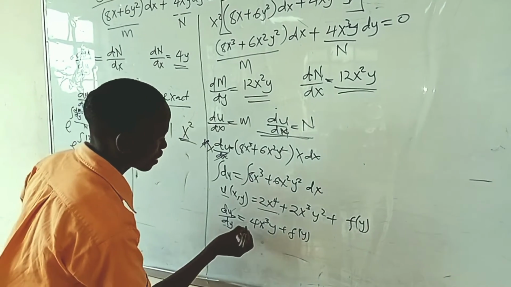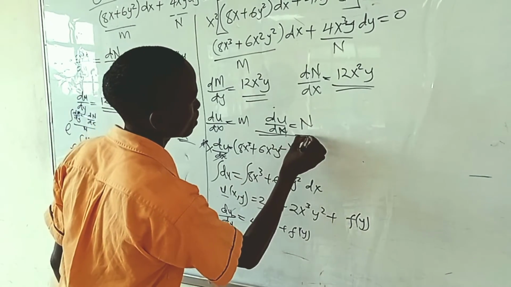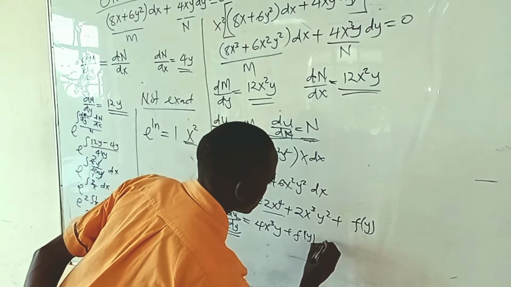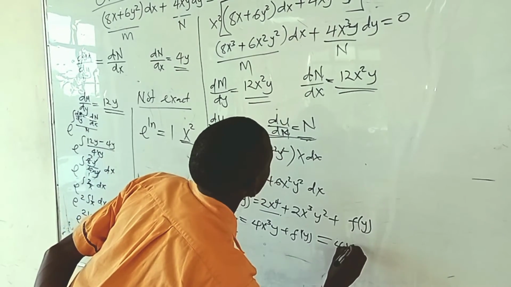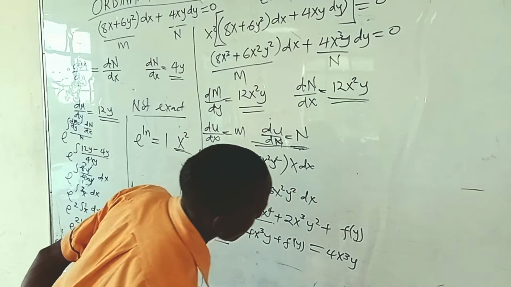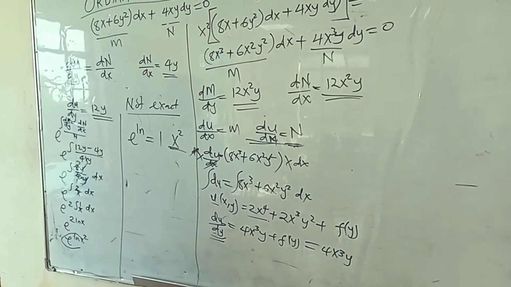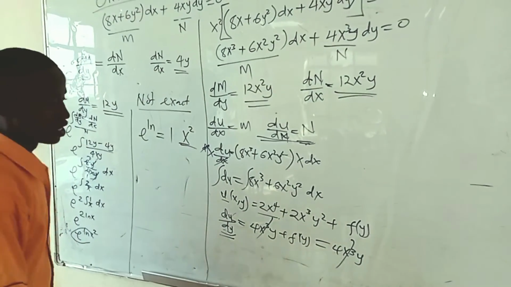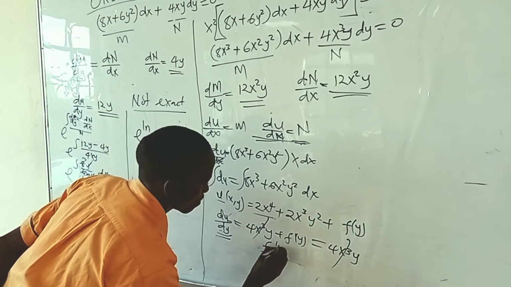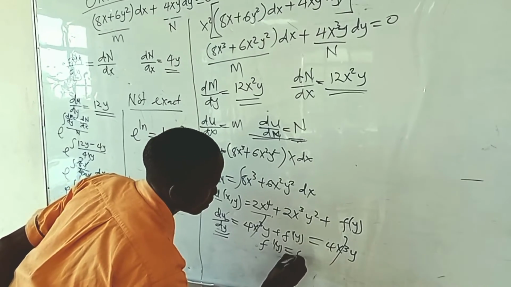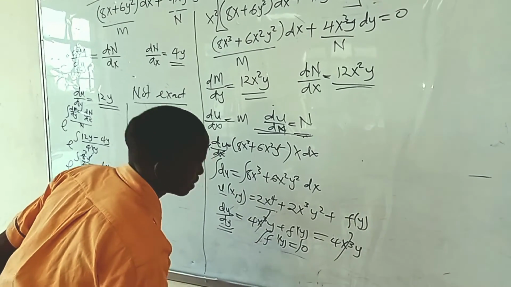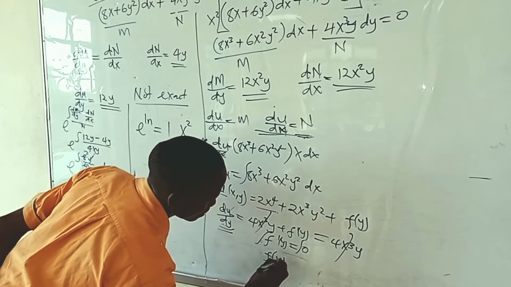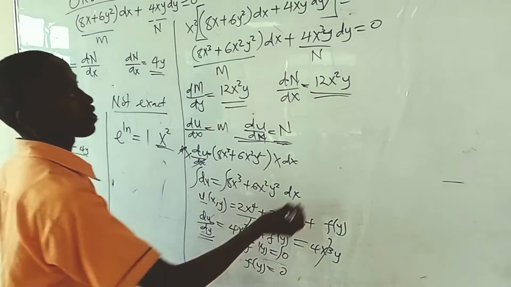So once again, this one, as we said earlier, should be equal to our N. Then what is our N from here? Let's equate it with 4x cubed y. So you are able to see that this cancels with this if you take this to the other side. So you are getting your f prime of y is equivalent to 0. So even if you integrate 0 with respect to y, you are getting that your f of y is still 0.